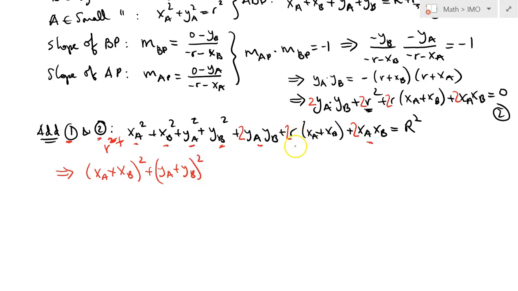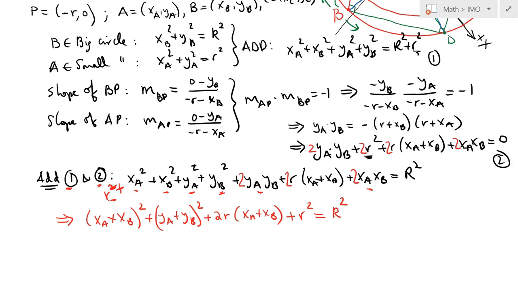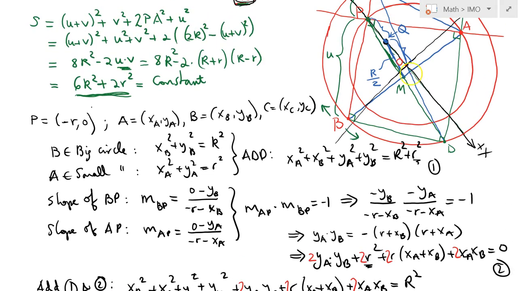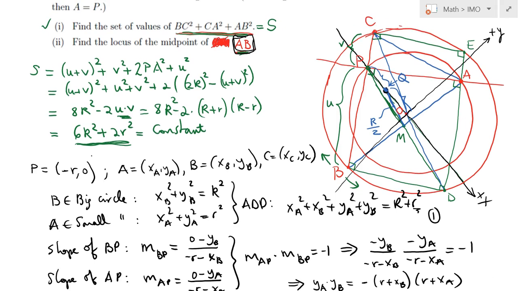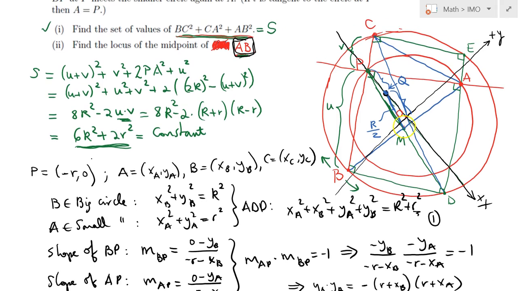And I still have the 2r term here, 2r times xa plus xb, and I still have the r squared that we added lately, and then I still have the right hand side as r squared. Now we are almost done, because remember how we began the question. We are interested in finding the locus of the midpoints of AB, which is M.